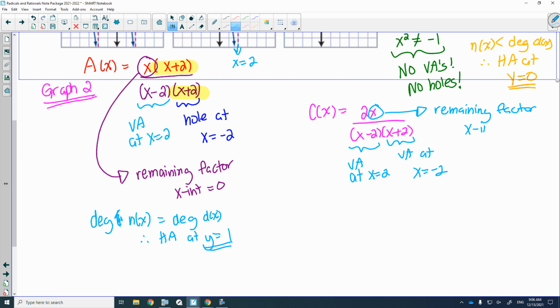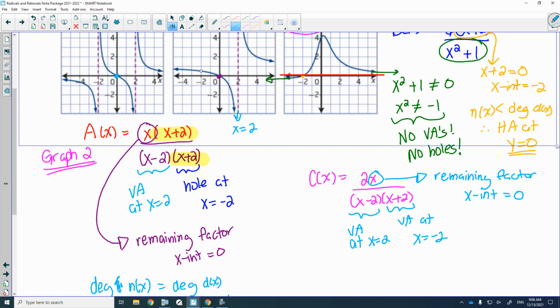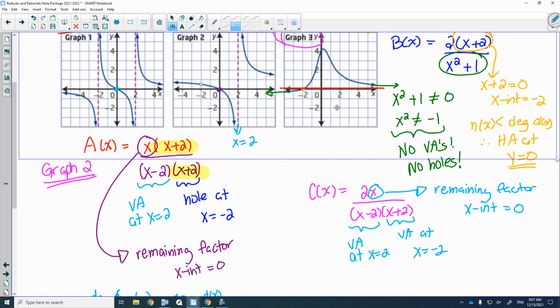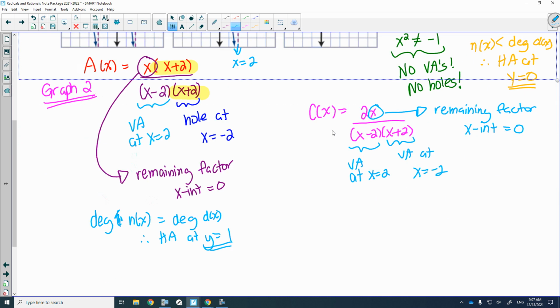Which is going to give us an x-intercept. If you set that factor equal to 0 and solve, it's going to be x-intercept of 0, which is right here. And then what do I have last for c of x? Let's look at the HA. So the HA, degree of numerator is less than degree of denominator. Therefore, there's an HA at y is equal to 0.